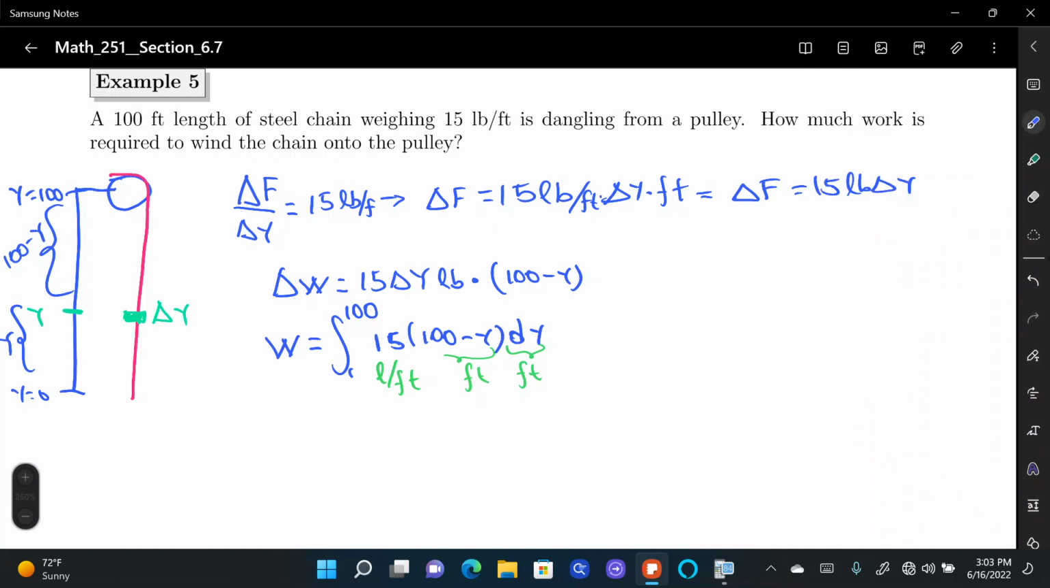work. All right. So computing this integral, just use the graphing calculator, use FNINT, that's fine. You should get 75,000 foot-pounds.